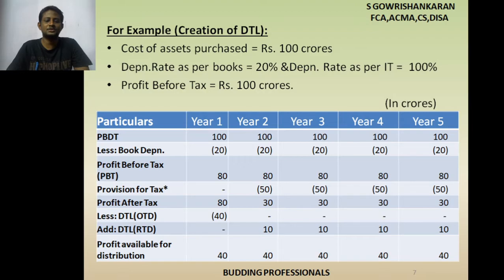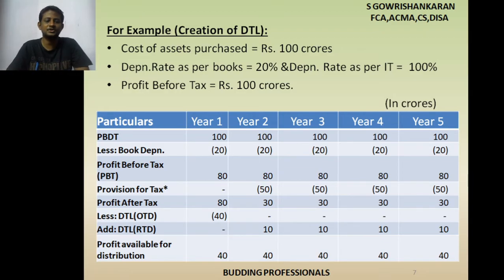Year 1 particulars. I am just writing the particulars: year 1, year 2, year 3, year 4, year 5. Totally I am writing for 5 years. Don't read the answer fully, just follow my words.